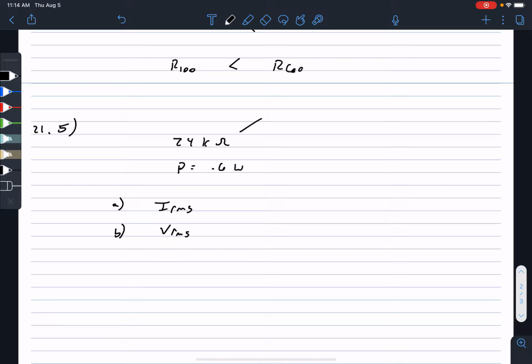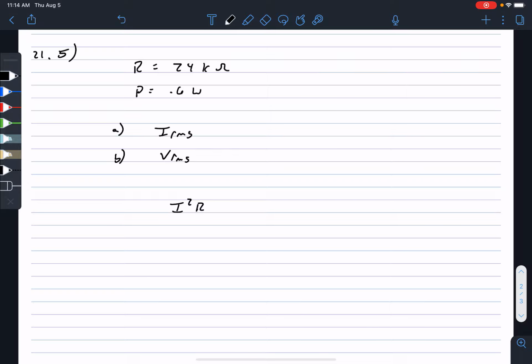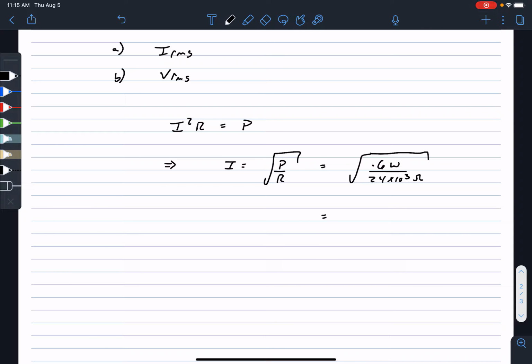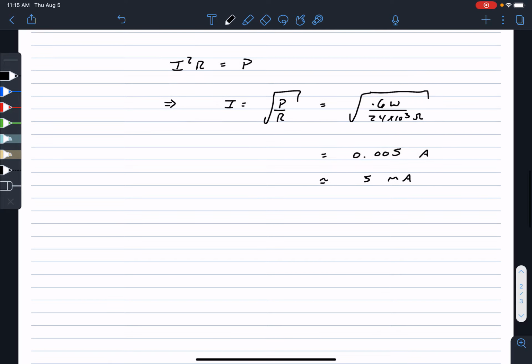Since we know the resistance, this should be easy to find. We know P and R, and we're asked to find I, so we can use the formula from before. Power is equal to current squared times resistance, and then we solve for current. We have 0.6 watts over 24 times 10 to the 3 ohms, all under a square root. This is going to give us 0.005 amps, or 5 milliamps. Okay, that was part A.